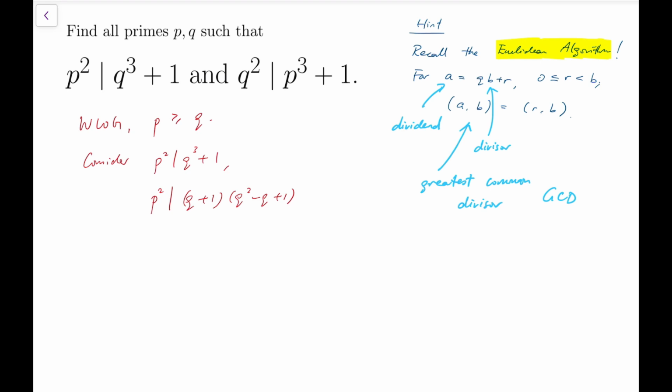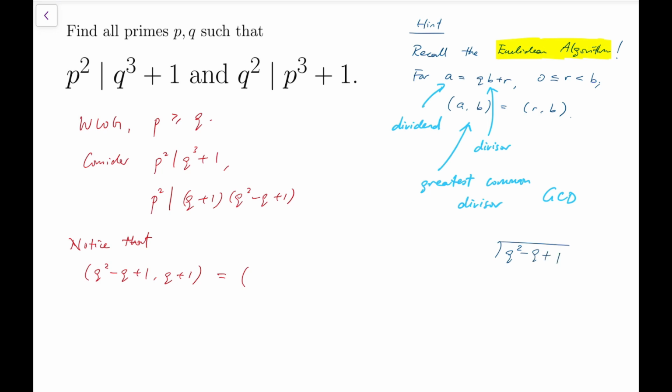So back to our main problem. Now I'm going to consider the GCD of q plus 1 and q squared minus q plus 1. The reason that I'm going to consider this is that I'm trying to analyze whether p divides just exactly one of them, or p is going to divide both of them. So the greatest common divisor of these two numbers is very important. So I'm going to apply the Euclidean algorithm by dividing q squared minus q plus 1 by q plus 1.